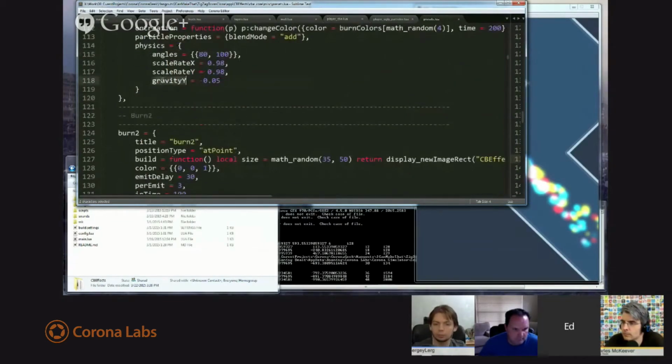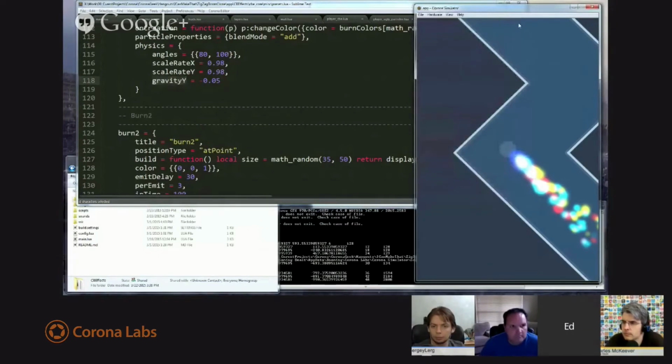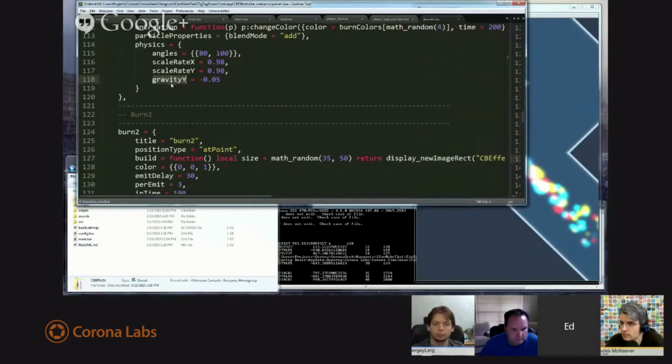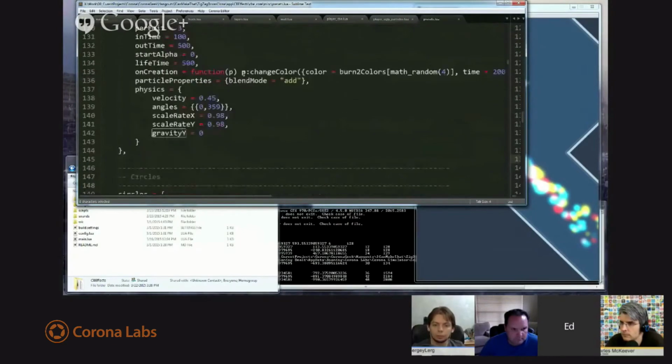And additionally, it's got a gravity setting here that says basically gravity is a little bit negative. In other words, it's going to float upwards because, as you remember, y in Corona is downward. Positive y is down, negative y is up. So what this is saying is that this is going to move in a negative direction very slowly. It's going to accelerate because it's under gravity. I did not want that.